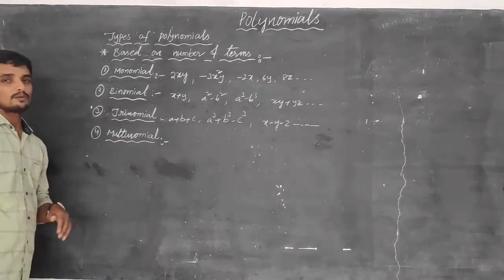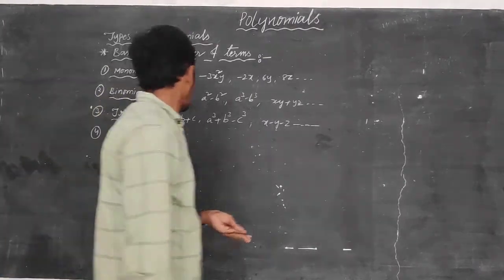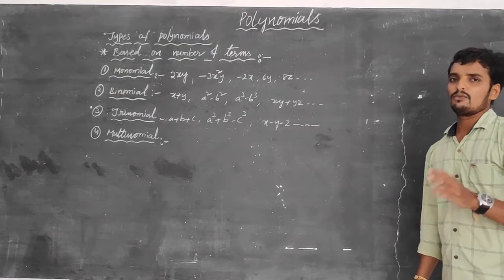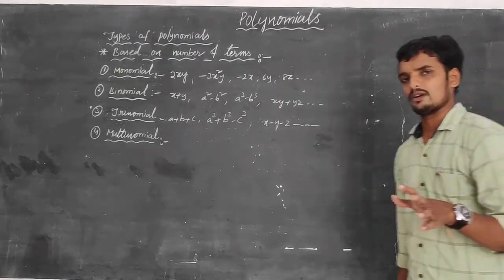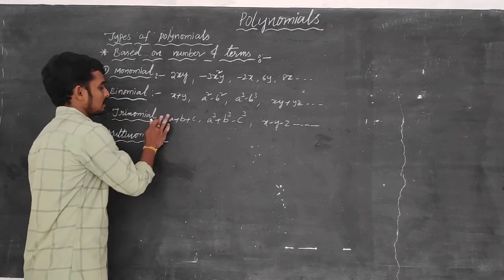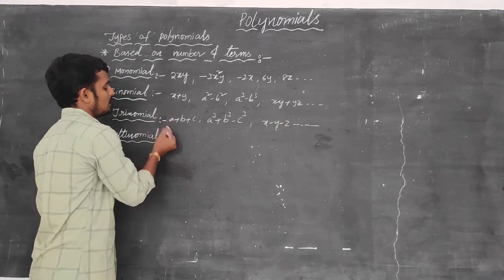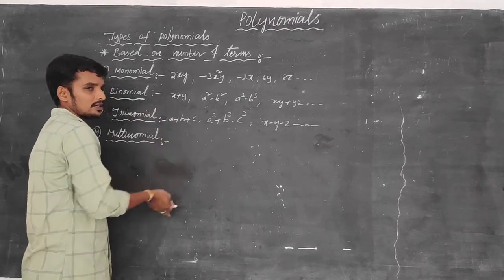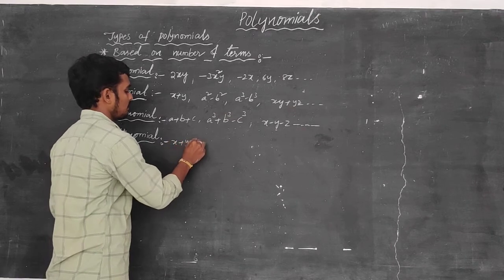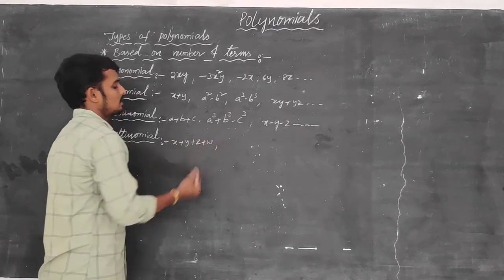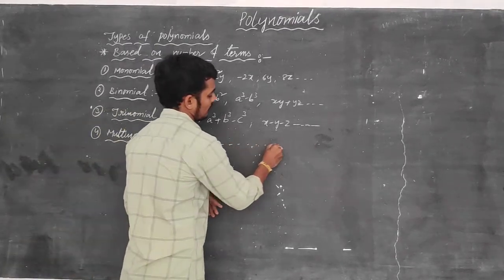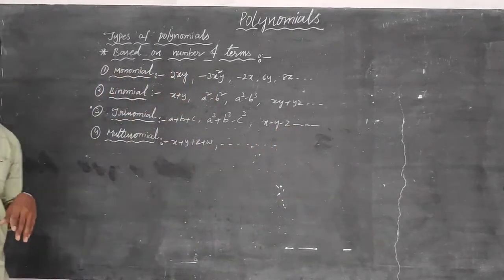Multinomial means it has more than 3 terms. If a polynomial contains more than 3 terms, it is called a multinomial. More than 3 terms means 4 terms or 5 terms or 6 terms, as many terms as you wish. For example, I am writing x plus y plus z plus w. It has more than 3 terms, so this is a multinomial. You can write your own examples for multinomial.